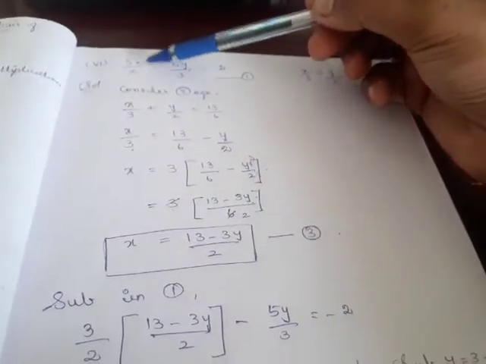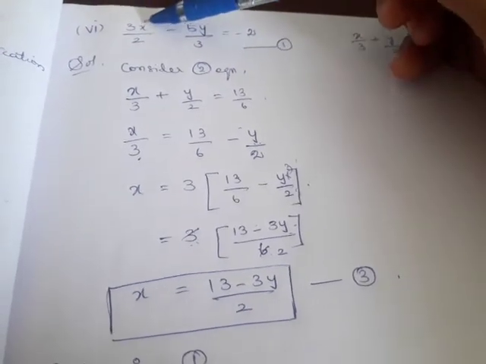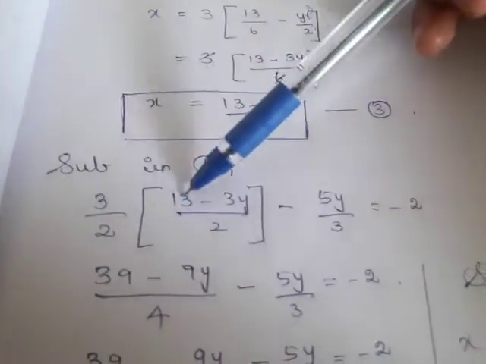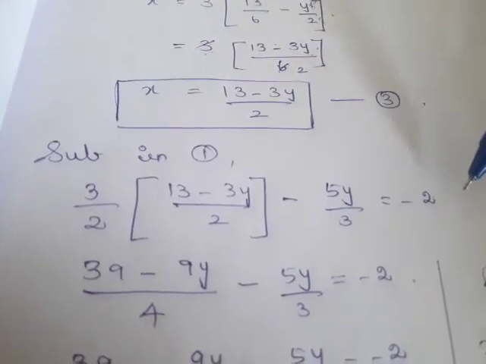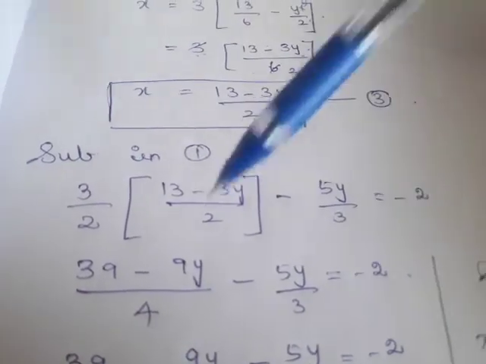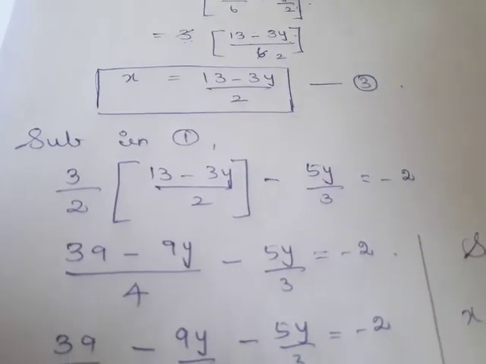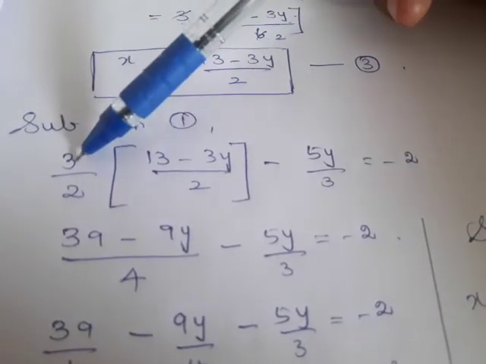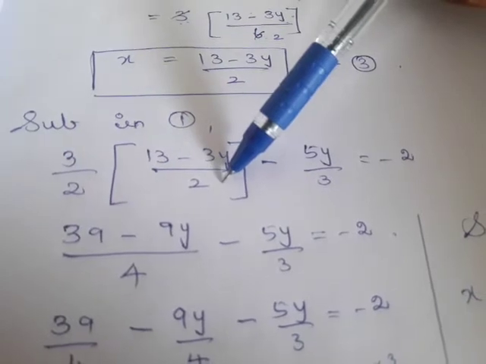What is our first equation actually? 3 by 2x minus 5y by 3 equal to minus 2. So in the place of x, we are going to substitute this value. So 3 by 2 in the place of x, (13 minus 3y) by 2, minus 5y by 3 equal to minus 2. This is what our equation is. Only in the place of x we have substituted. Right? Now keep simplifying. What will happen now? Multiply this 3 to the numerator and multiply this 2 to the denominator.